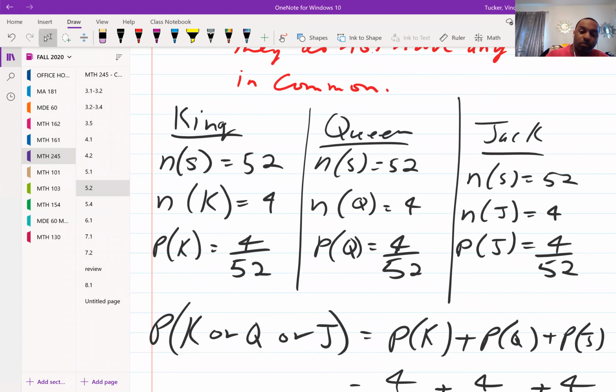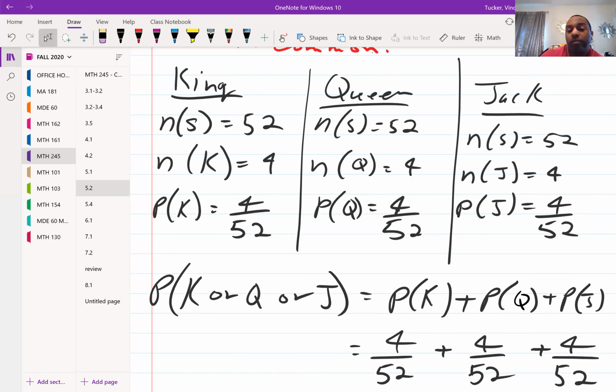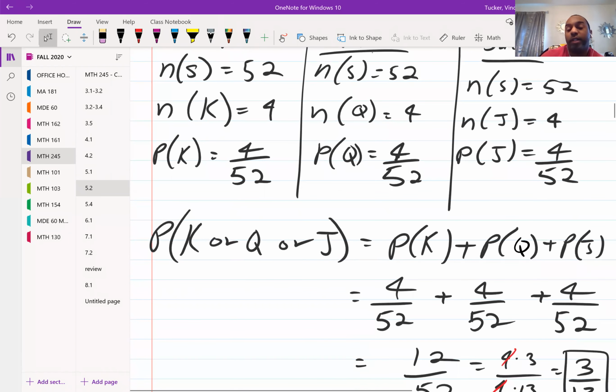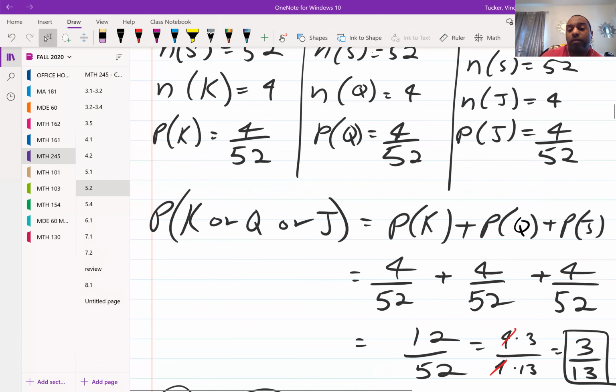Now, according to our addition rule for mutually exclusive events, you would just go ahead and add them together. So, talking about the probability of getting a king or a queen or a jack, add the probabilities together. We get 12/52. And I can reduce by 4. And that leaves me with 3/13.